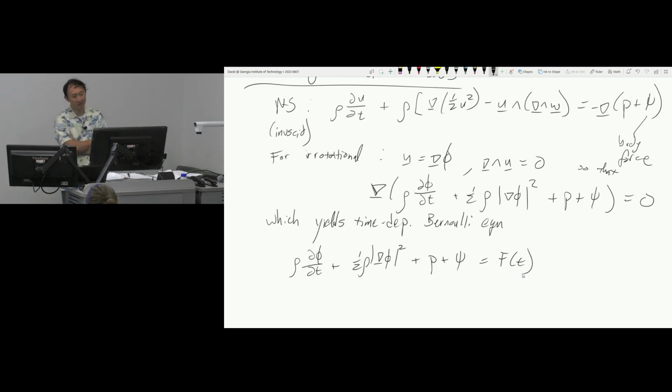So the spatial gradient of this thing is equal to 0. That means everything on the right, everything here, is a function of time. Only a function of time.